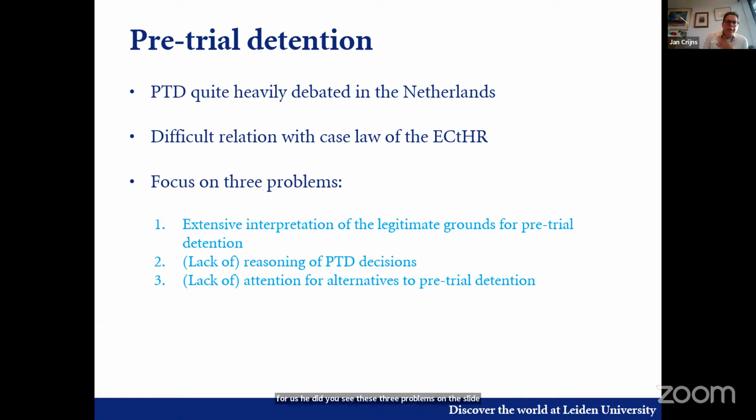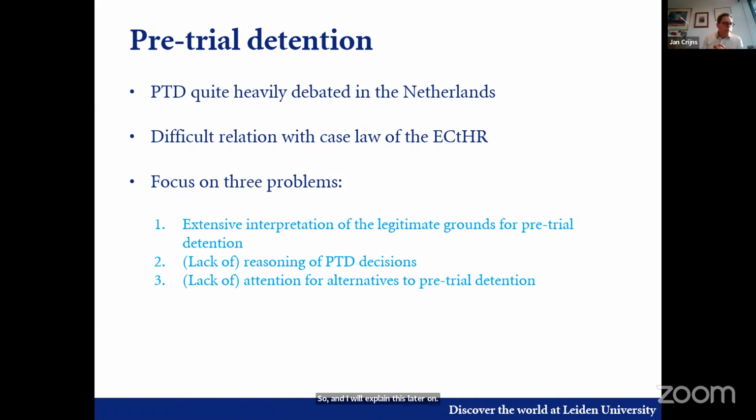Judges give an extensive interpretation of the legitimate grounds for pretrial detention, and grounds are the goals, conditions for pretrial detention. Why are you ordering pretrial detention? Well, these legal conditions are interpreted by the judges quite extensively. And I will explain this later on.